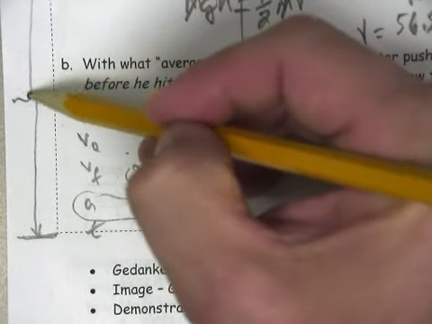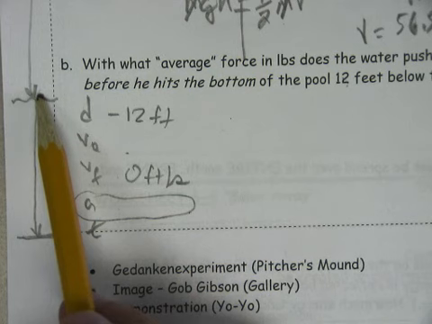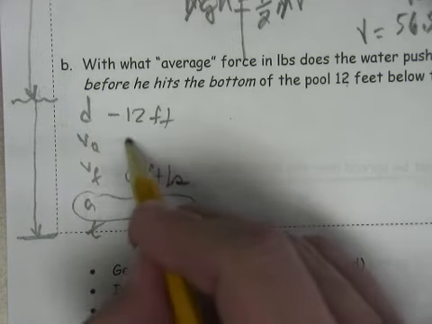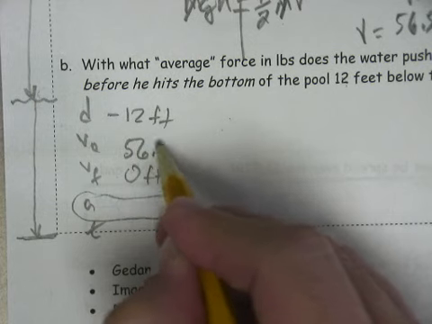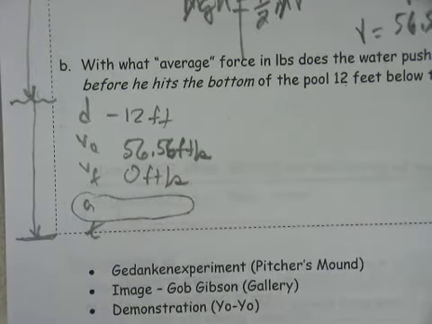So while he was coming and accelerating in the air, he struck the water at 56.6 feet per second. Well, then that means that's the end. That's the final velocity of the first part, which becomes the initial velocity of the second part. So I can put this down as 56.6 feet per second.